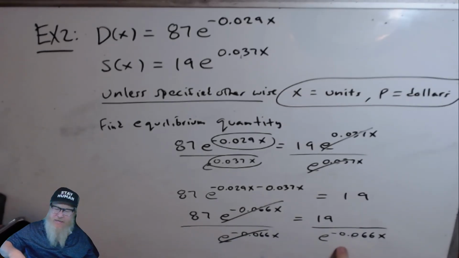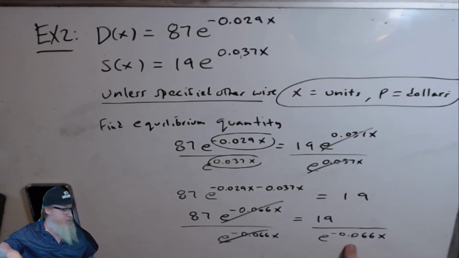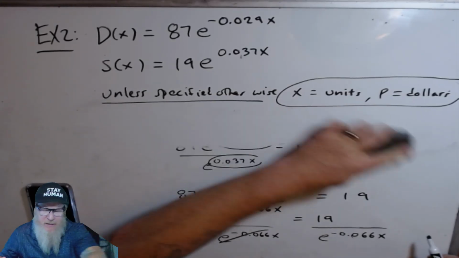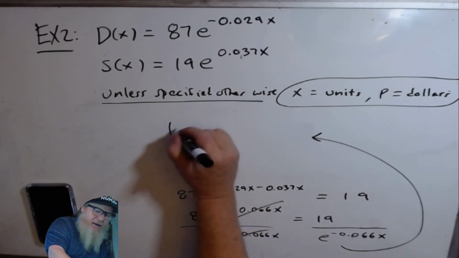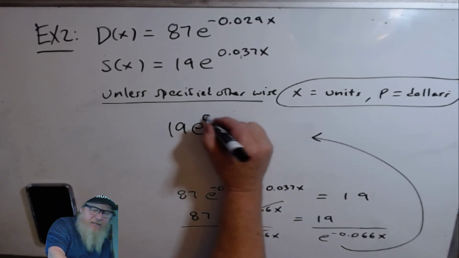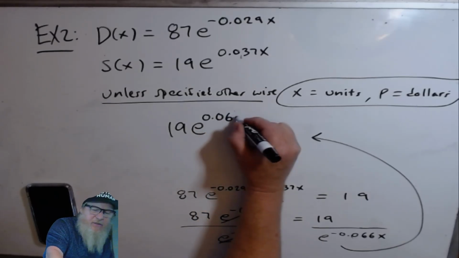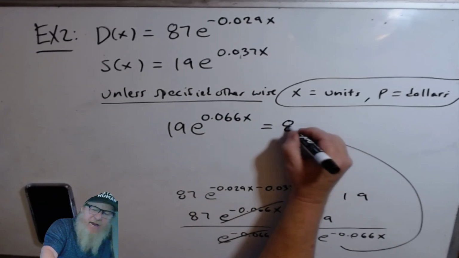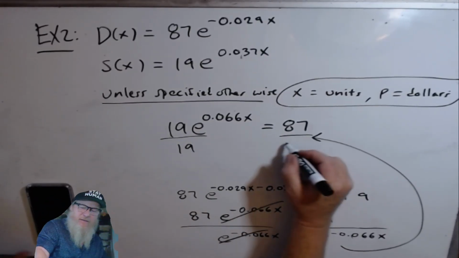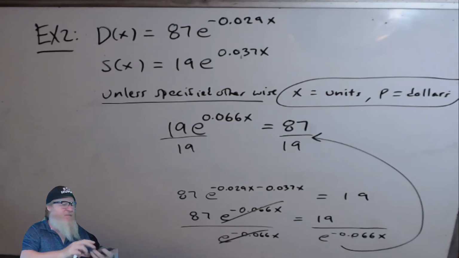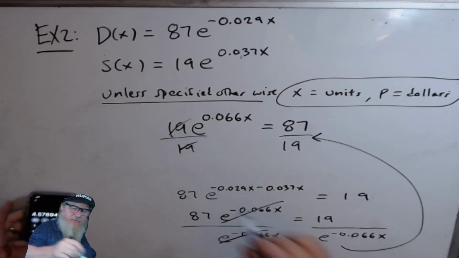I'm going to move the e to the negative 0.066 to the right-hand side. So now I have 19e to the positive 0.066x equals 87. Much nicer. Is 87 divisible by 19? This problem might be a setup. Let's see, 87 divided by 19. No, it's not. Bummer.